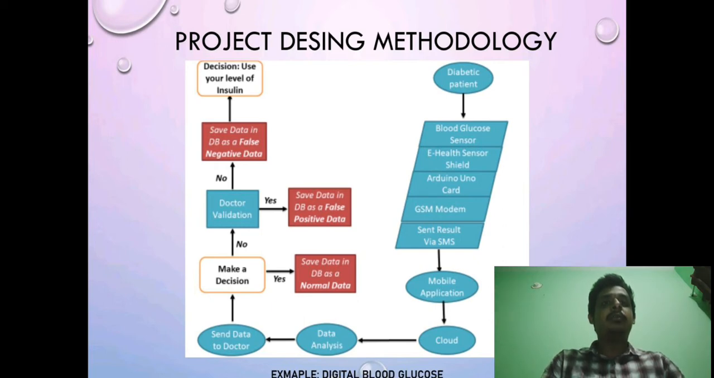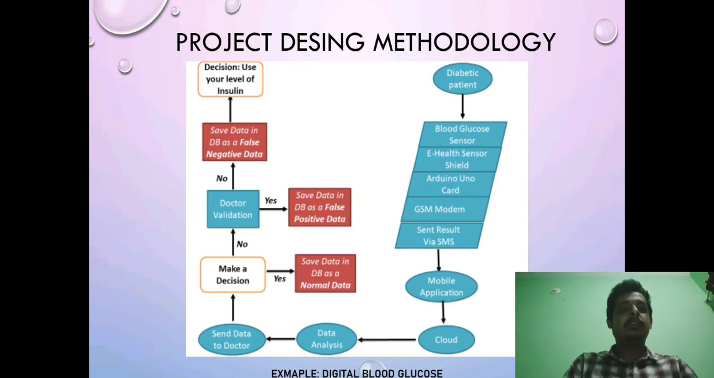That's how it works. The specialty is that this is for patients who cannot go to the doctor daily. When the doctor gets the SMS, the doctor sends the decision. The decision means how much insulin the patient needs, and that's how the patient can get the exact level of insulin.